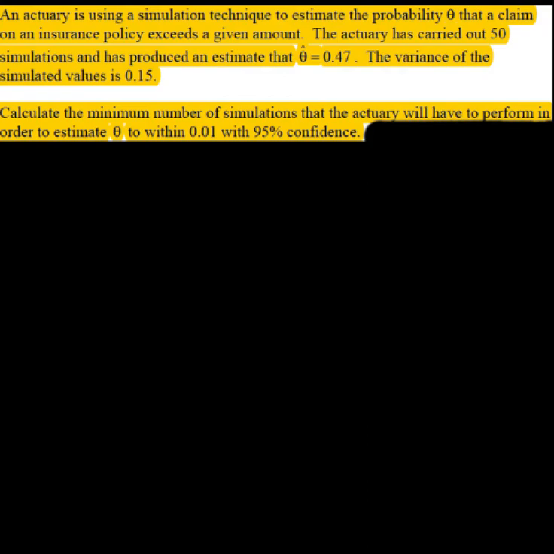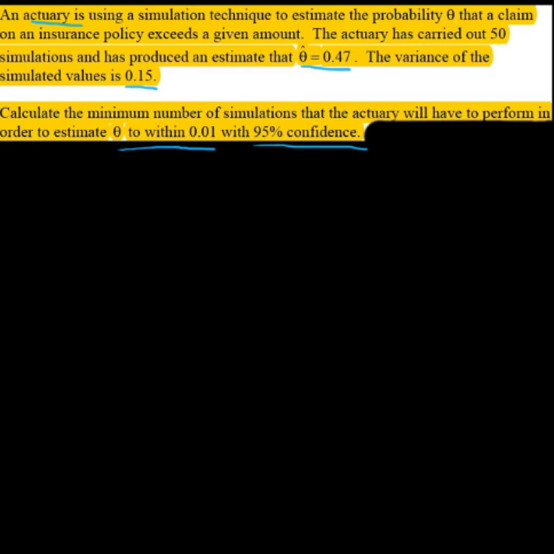So it says, an actuary, it's always an actuary, is using a simulation technique to estimate the probability theta that a claim on an insurance policy exceeds a given amount. It's carried out 50 simulations already and produced an estimate, and it thinks that theta is approximately 0.47. The variance of the simulated values is 0.15. So it wants us to find the minimum number of simulations that will have to be performed in order to get theta within 0.01, and we're going to be 95% confident about that.